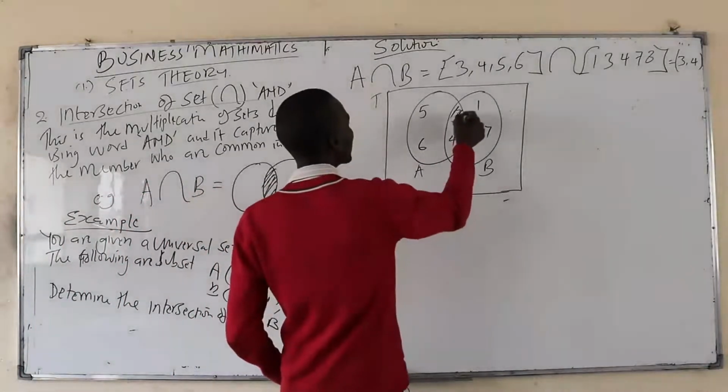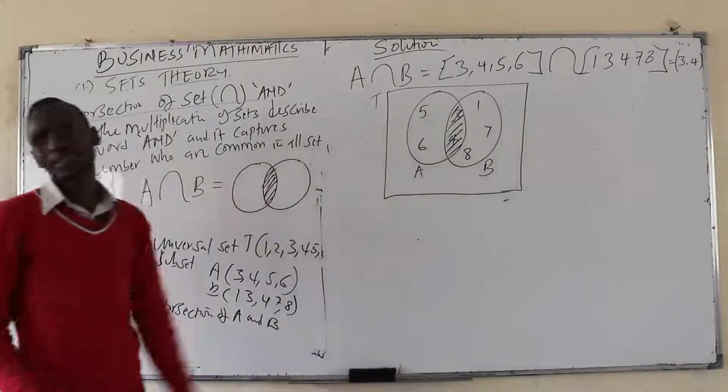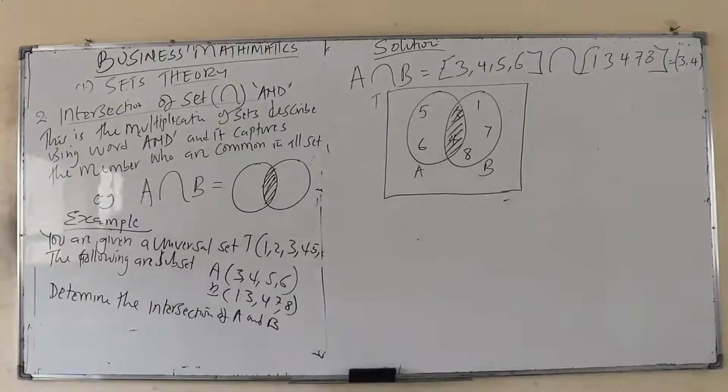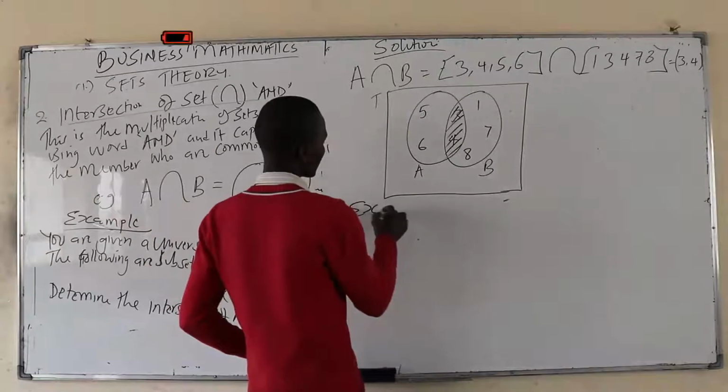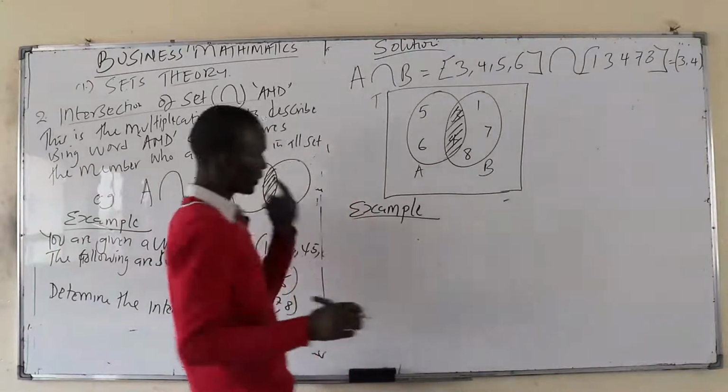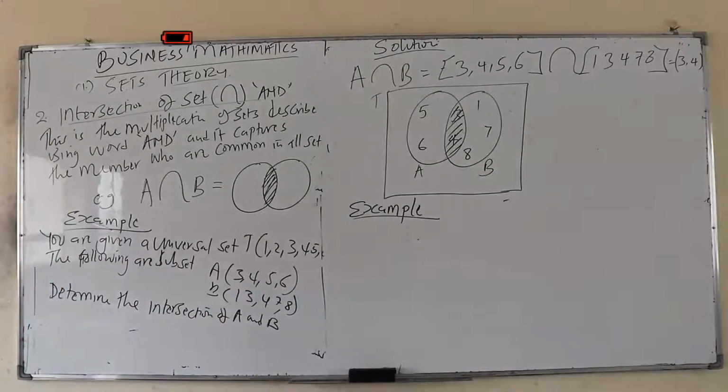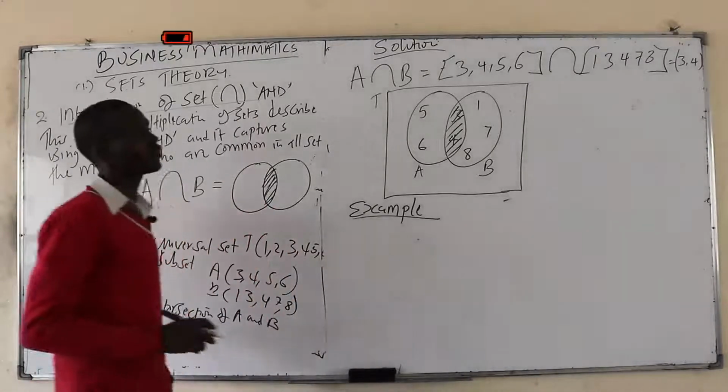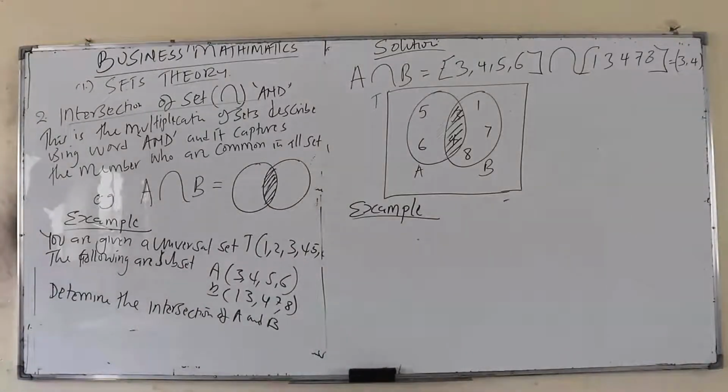So, solution: determine the intersection of A and B. You take A and B, and you write the elements the way they are. A equals, set A has the following elements: 3, 4, 5, and 6. Then you write the intersection sign, then you write those elements that are in B: 1, 3, 4, 7, and 8.